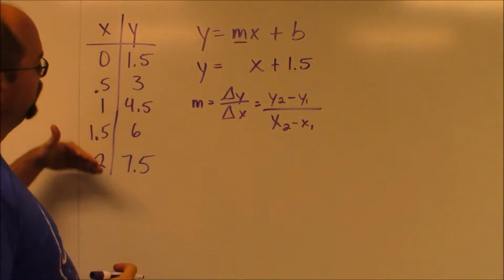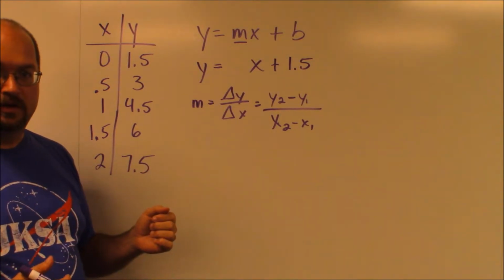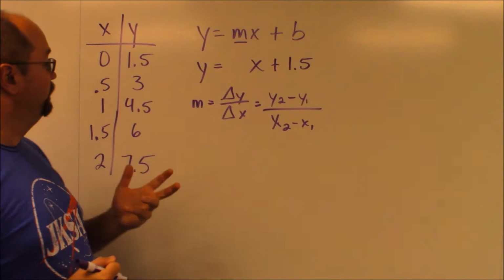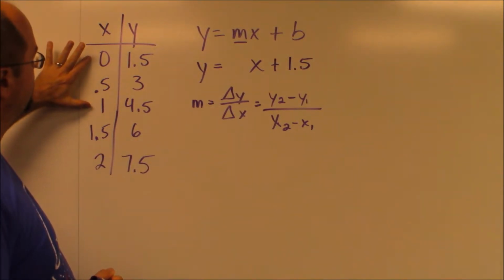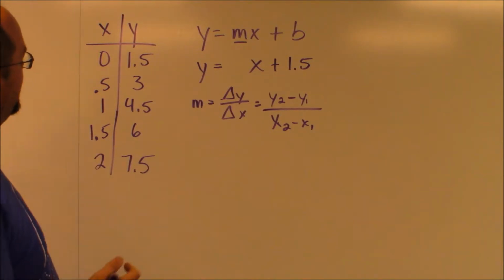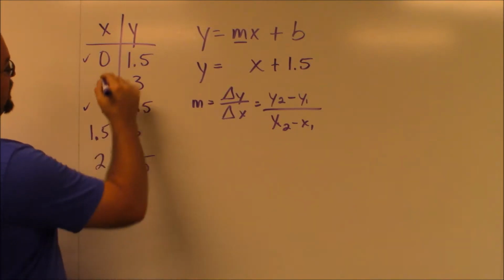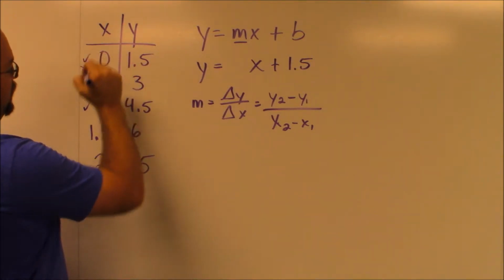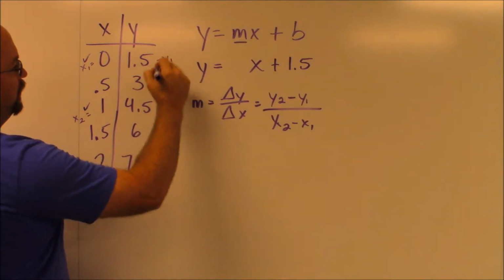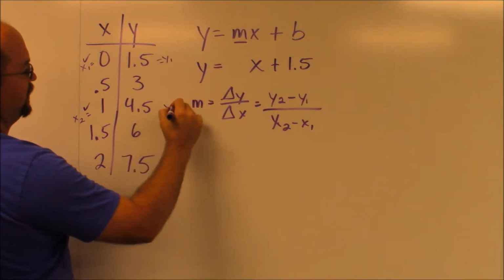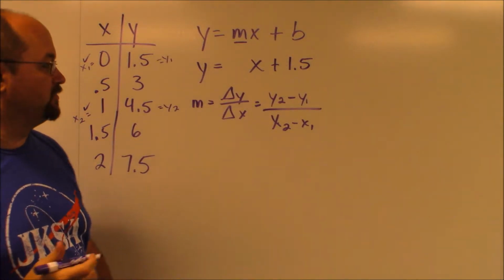And again, it doesn't really matter which pairs we use, but I'm going to do the simplest that I can find. So I'm going to use these two values right here. This is going to be my x1, this is my x2, this is my y1, and this is my y2. I think you'll understand why I chose these values in just a moment.